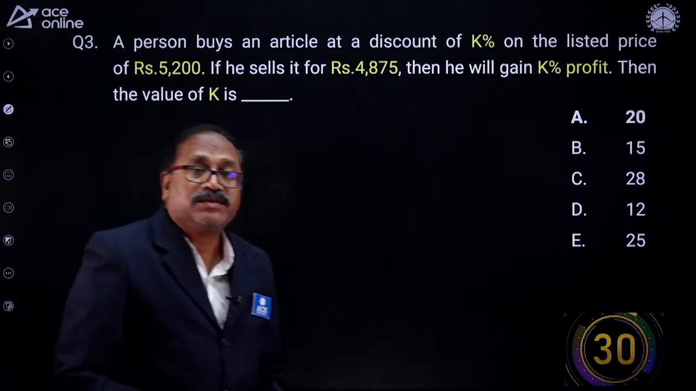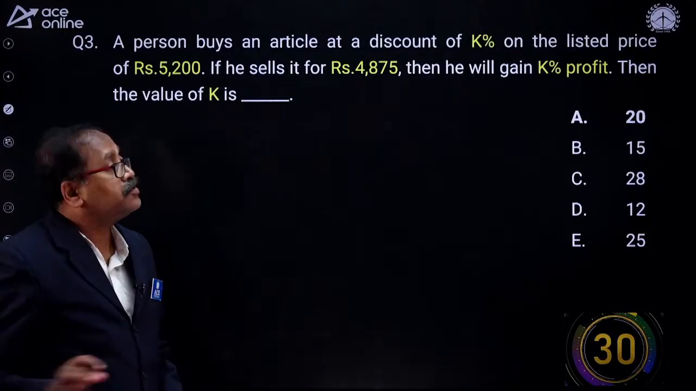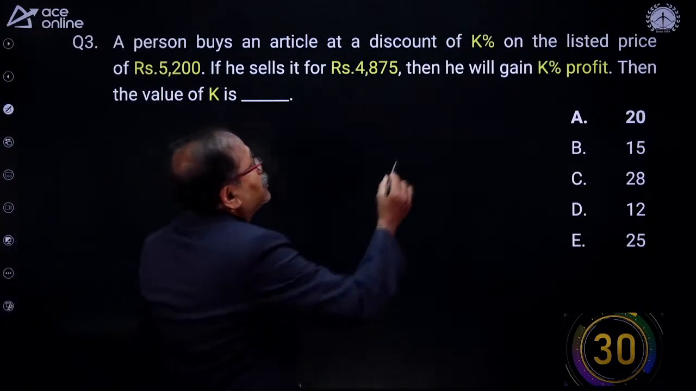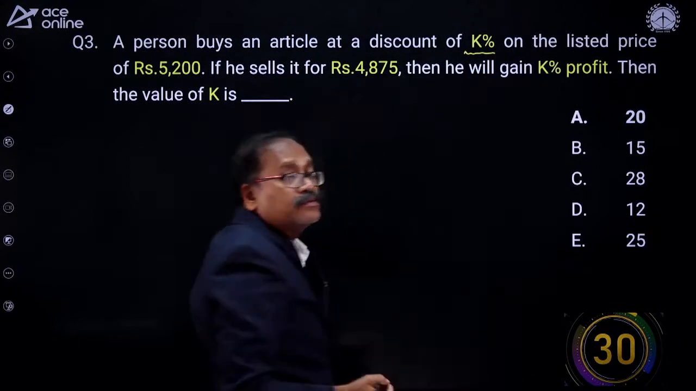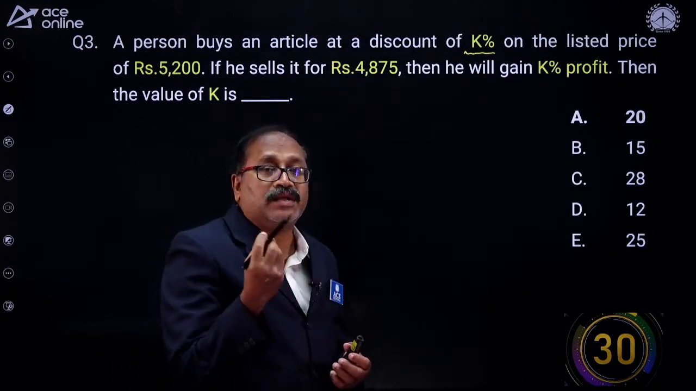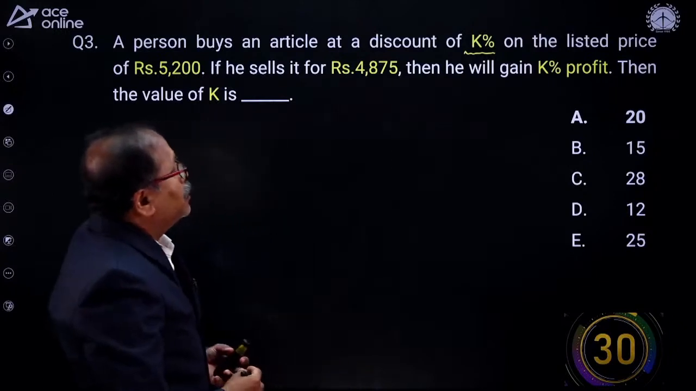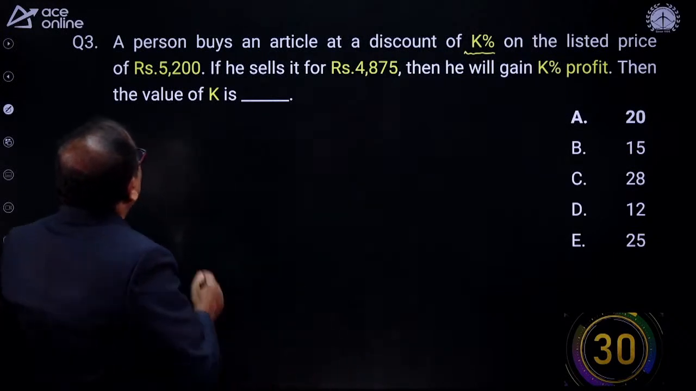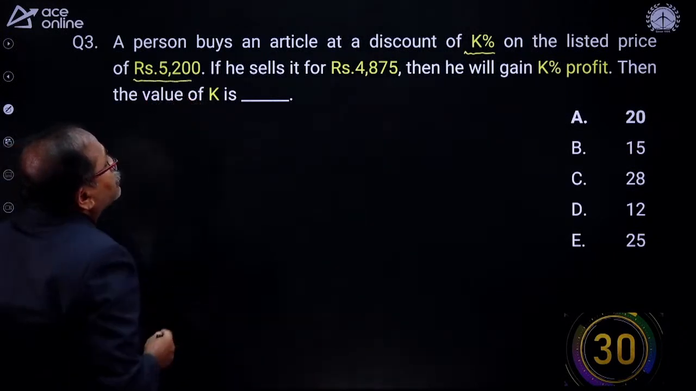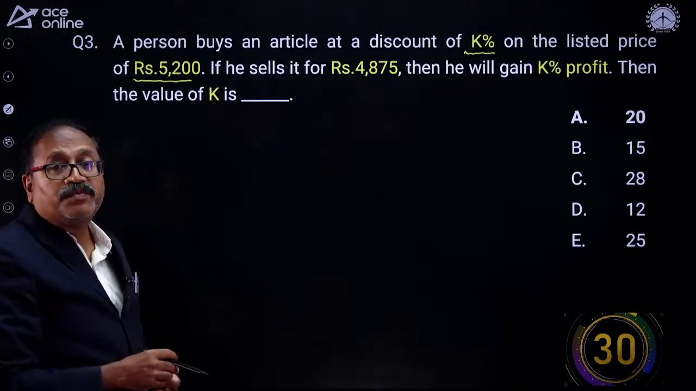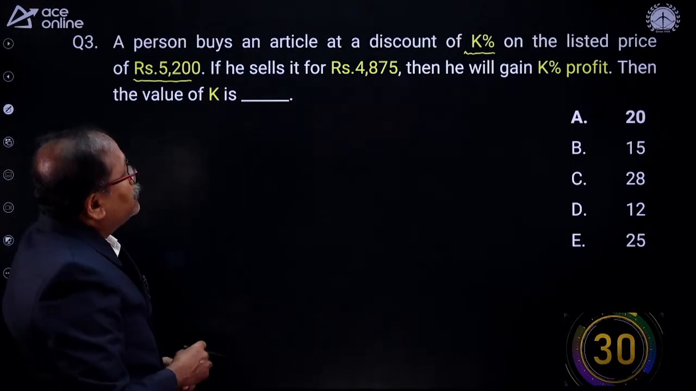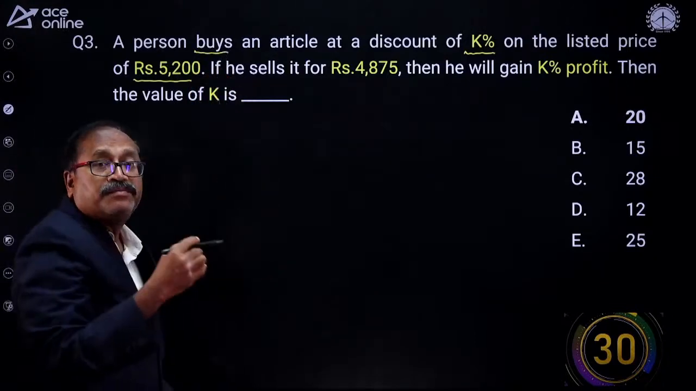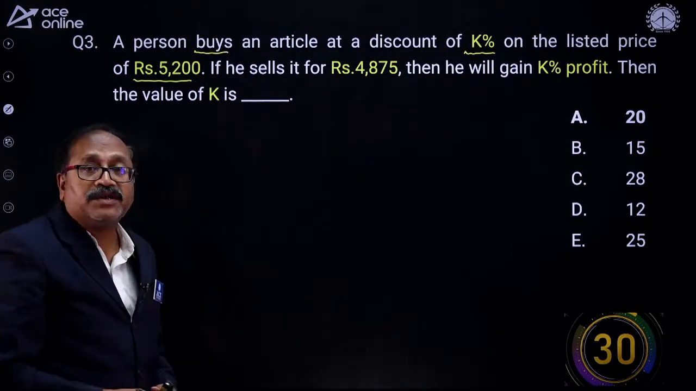Look at this. It's a very interesting question which was there in the 2019 paper. It says that a person buys an article at a discount of K%. You will learn how to answer questions when a variable comes on the listed price. Obviously, the discount is given on the listed price. Now, for how much does the person buy? For rupees 5,200. Is it after discount? Obviously, because he has bought it, the selling price will be after discount.